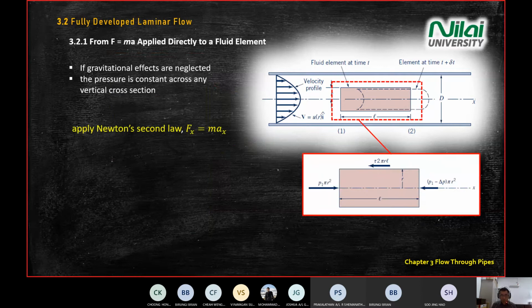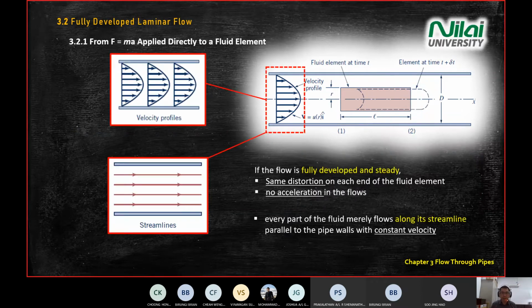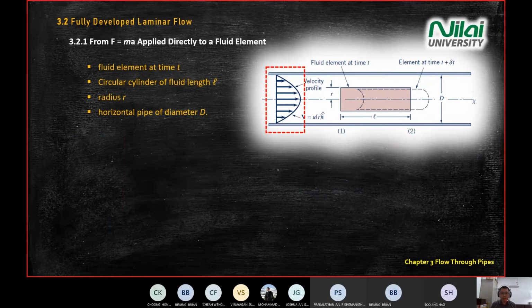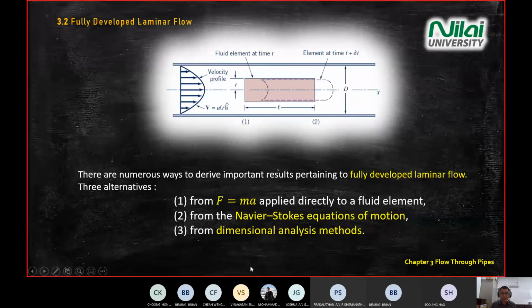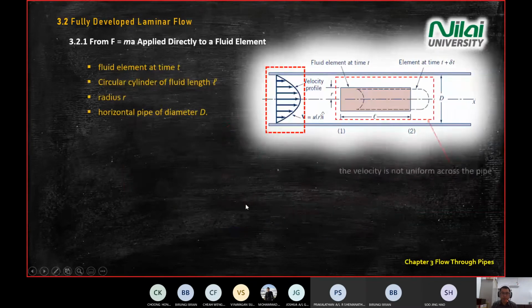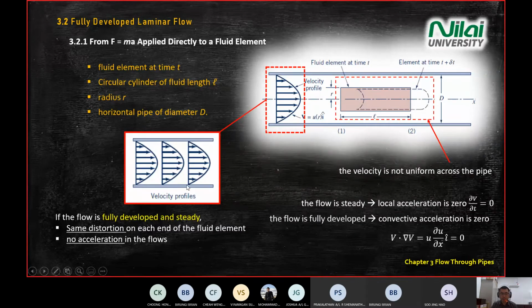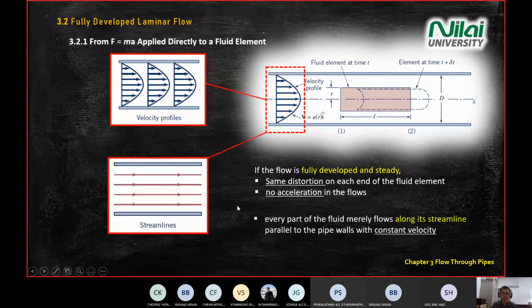Okay, derivation of the equation. We have three methods to derive the equation: F equal to ma, the Navier-Stokes equation, or dimensional analysis. The first one, I will show you using Newton's second law, F equal to ma, to derive the velocity profile.